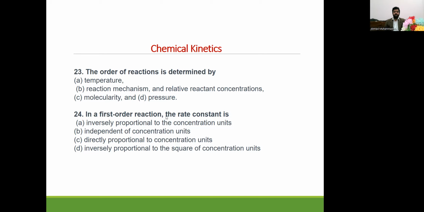In a first order reaction, the rate constant is inversely proportional to the concentration unit, independent of concentration unit, directly proportional to the concentration unit, or inversely proportional to the square of concentration unit. So the right option is option B, independent of concentration unit.